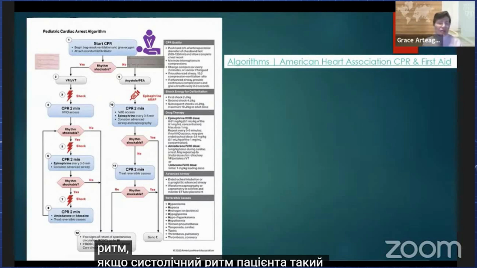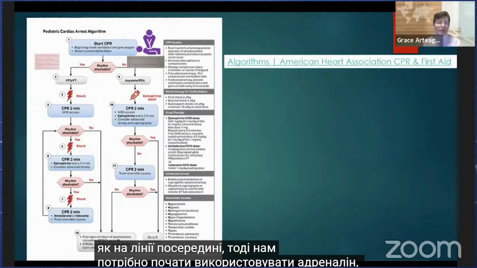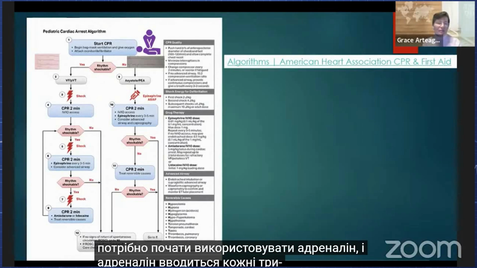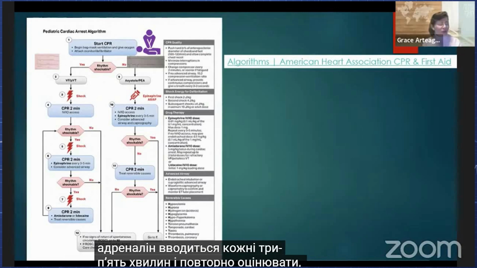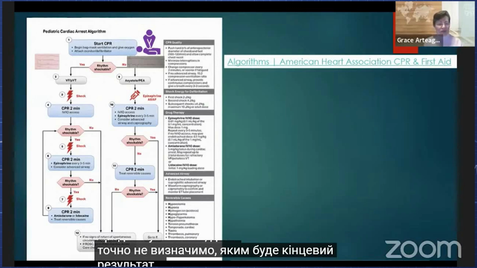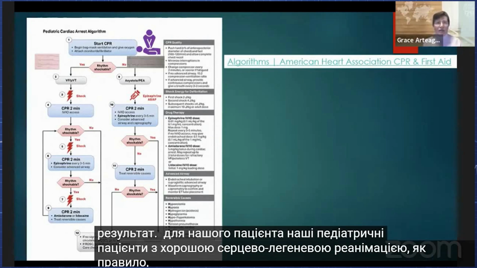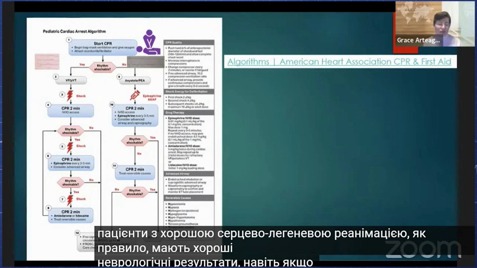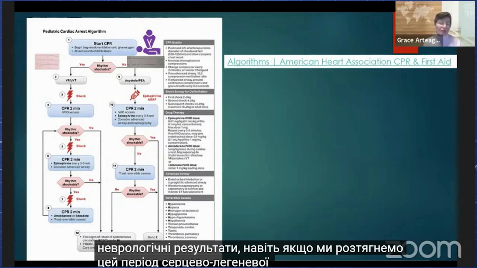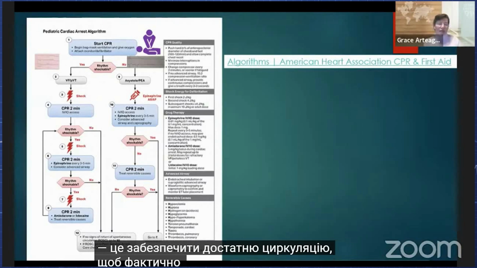If the patient is completely asystolic, as on the line in the middle, then we need to start using epinephrine. And the epinephrine is provided every 3 to 5 minutes and reassess. And we continue with CPR until we define exactly what's going to be the final outcome for our patient. Our pediatric patients with good CPR tend to have good neurological outcomes, even if we stretch that CPR period for 30 minutes. So we had good outcomes. But the most important thing is to provide enough circulation to actually have good perfusion to the brain.